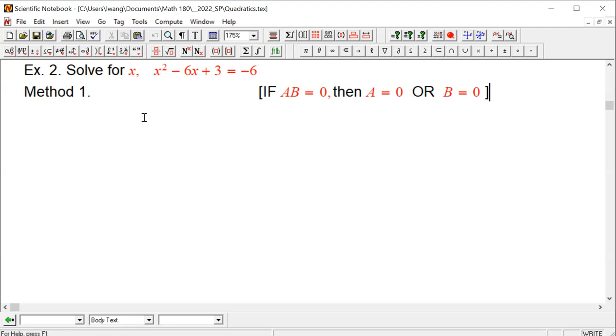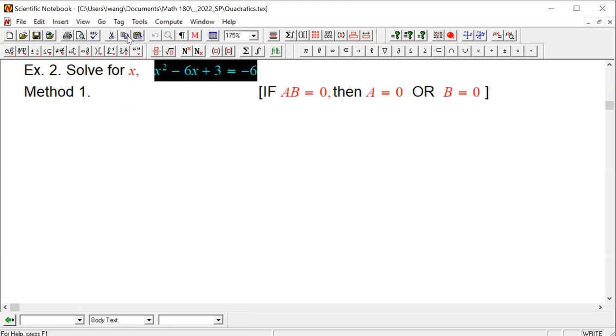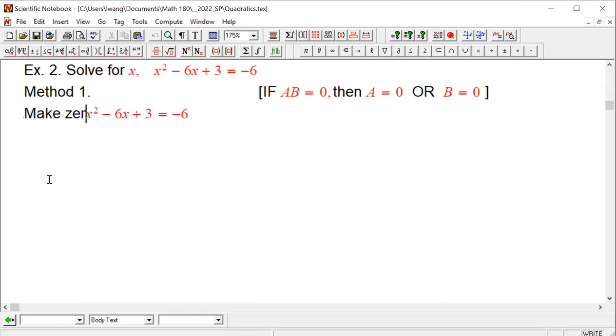Okay, so factoring means we're heading towards using principle number 5. And to use principle number 5, we need to have 0, right? You don't have to type this for your reader, but in your mind, you need to have it. So we don't have a 0 on one side, right? So what do we do? We're going to make 0. So the first step, we're going to make 0.